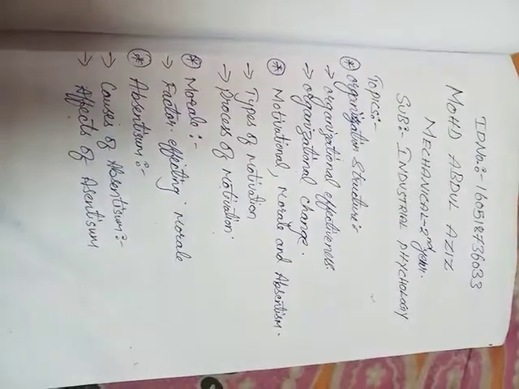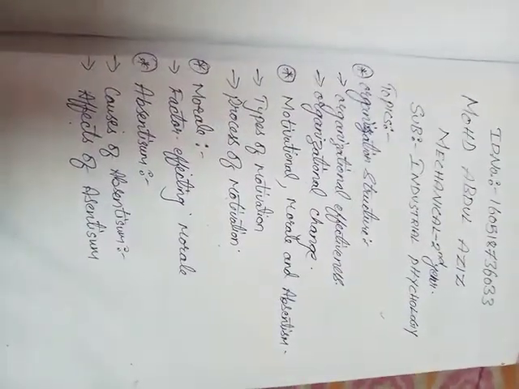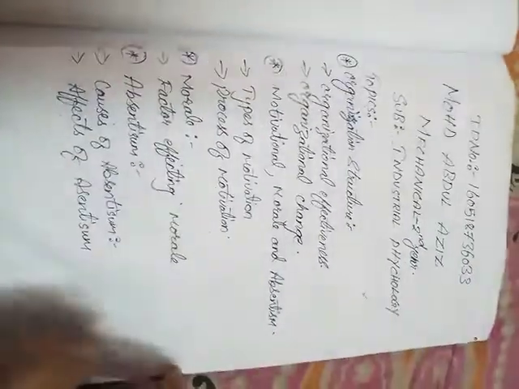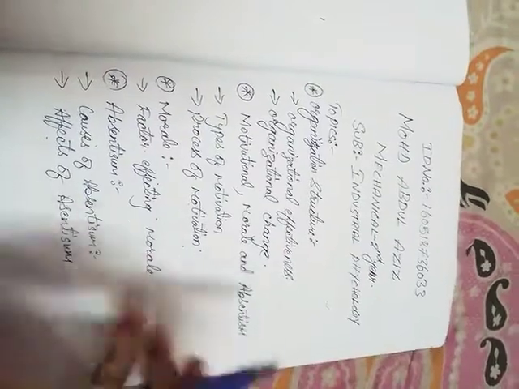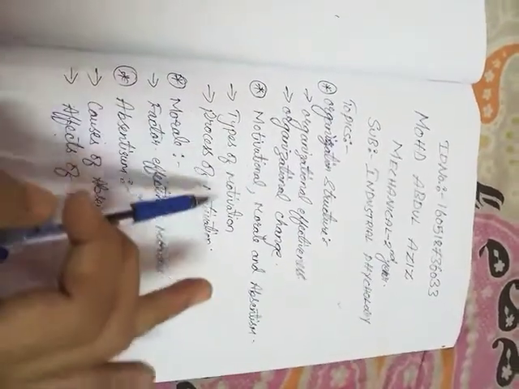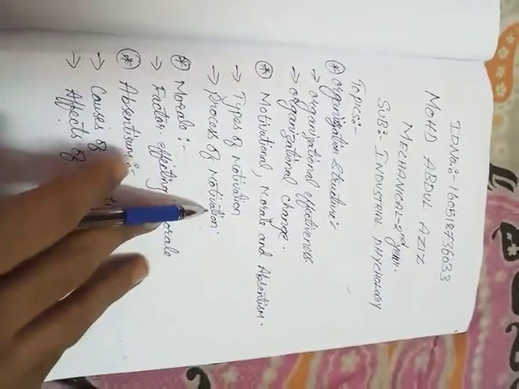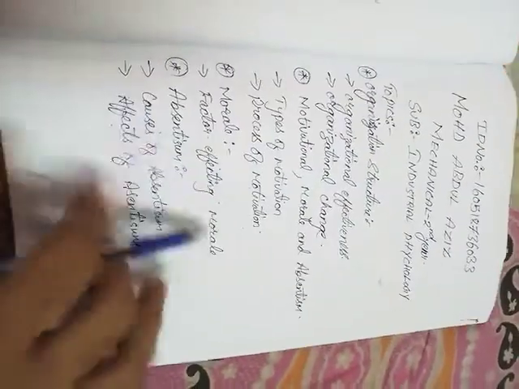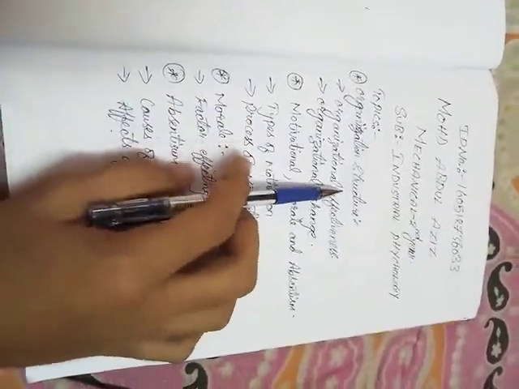My subject is Industrial Psychology, and in Industrial Psychology I am going to discuss organizational structures, organizational effectiveness, organizational changes, and after the completion of organizational structures I am going to discuss motivation, morale, and absenteeism. In motivation, what are the types of motivation and what are the processes of motivation, and after the completion of motivation, the next one is morale. After the completion of morale, we are going to discuss absenteeism. Let's start with organizational structures.